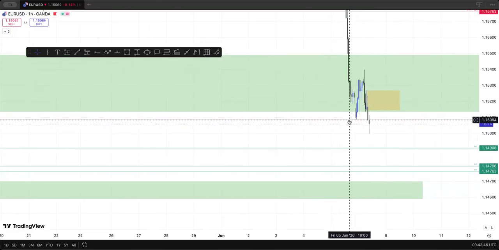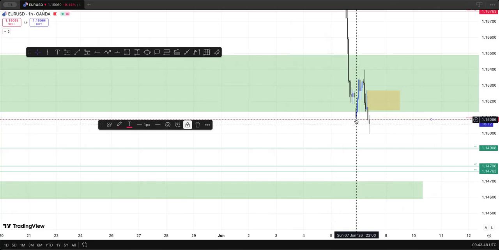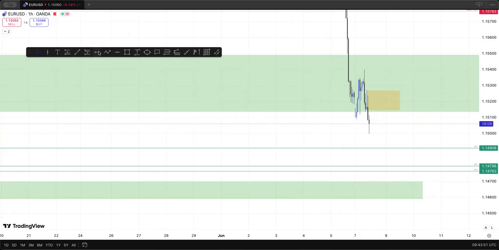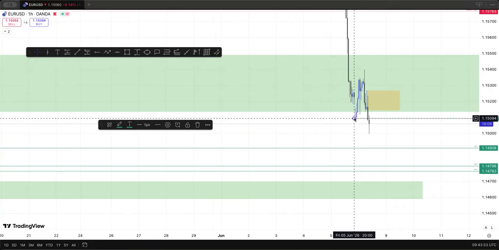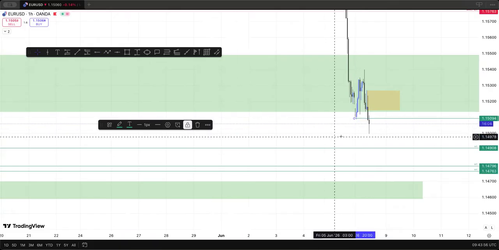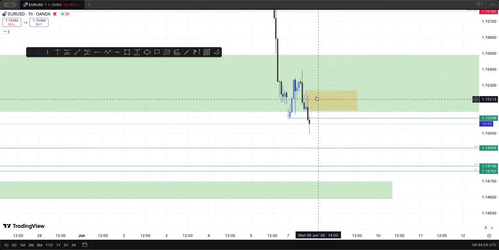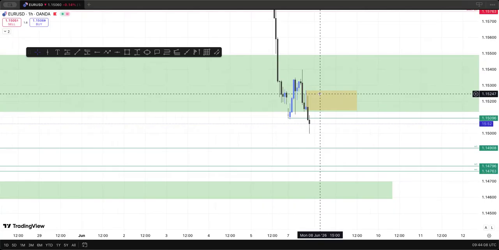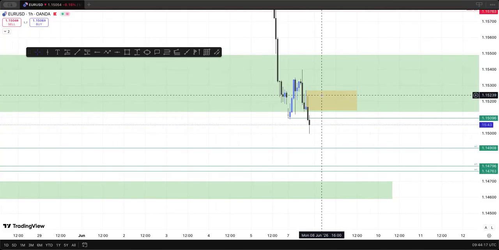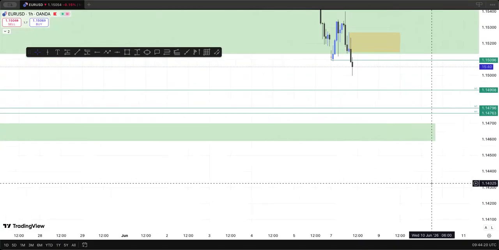Why do I say that? I say that because we've invalidated this low right here. So this low invalidation created this supply right here inside the daily demand. Okay, so that is actually telling us that we've broken the daily demand and we are currently heading down to the weekly support or resistance.